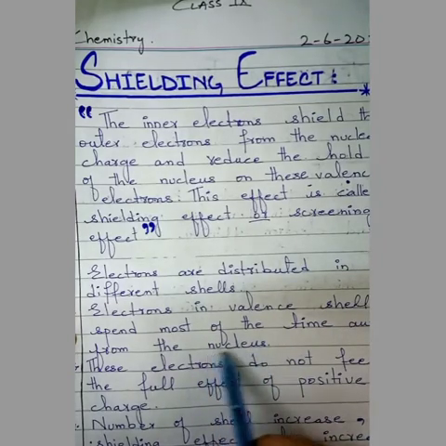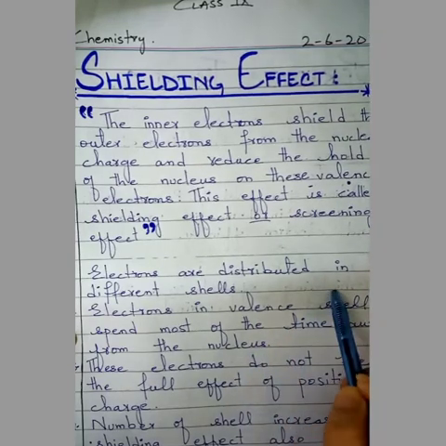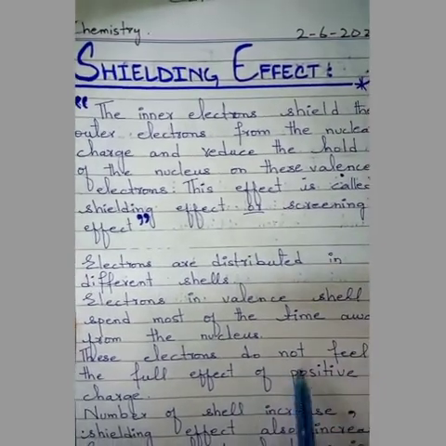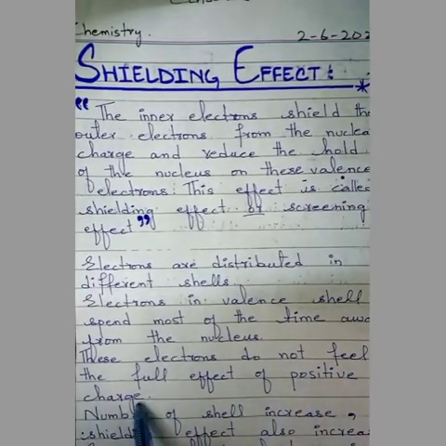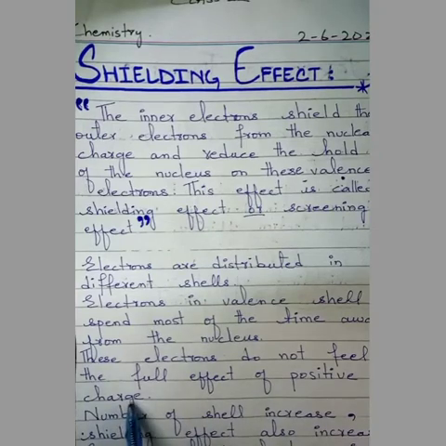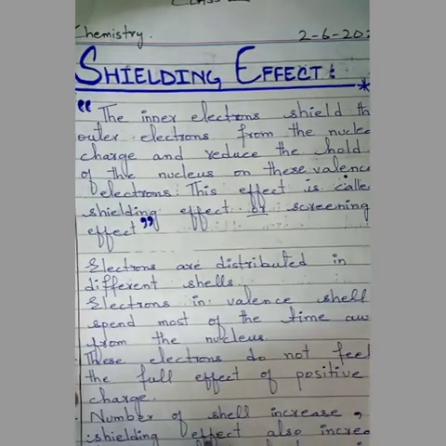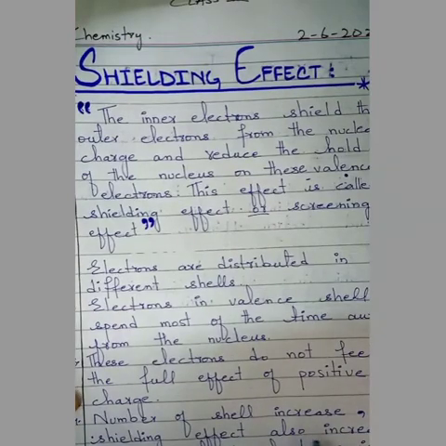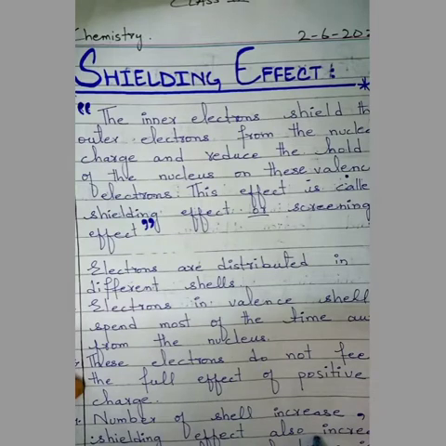and these electrons do not feel the full effect of positive charges. Positive charge of the nucleus. As we know that nucleus is a positive charge because in a nucleus protons are present, so protons are positive charges. That is why shielding affects the force of attraction between the nucleus and the valence electron.